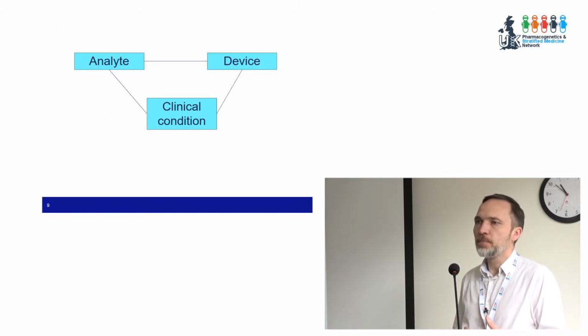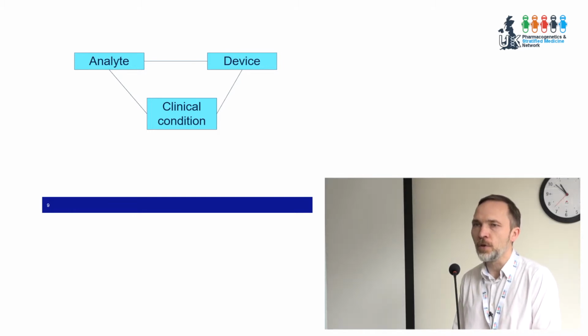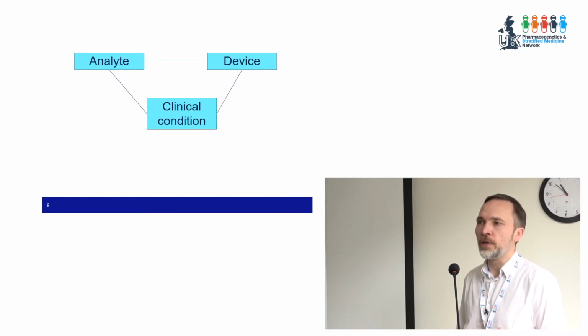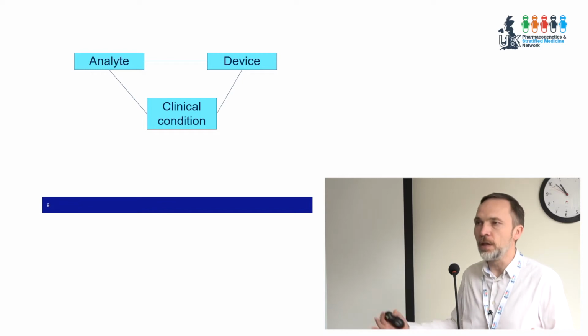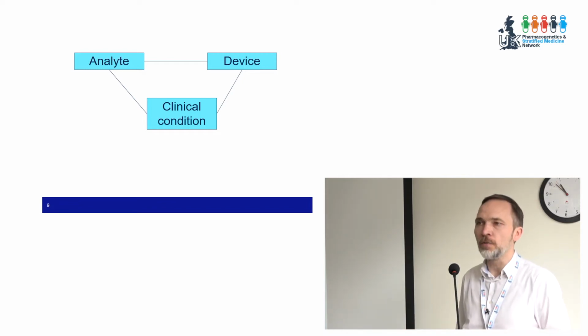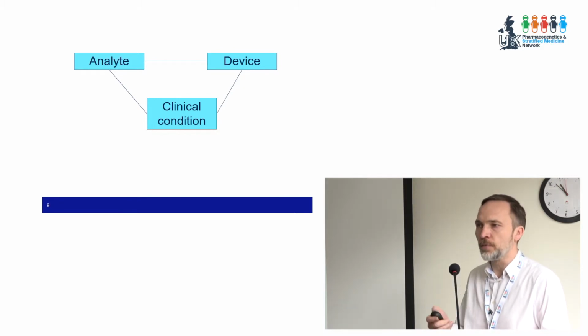So, thinking about how do you characterise the performance of software? So this is the triumvirate, from my perspective, about how to characterise the performance of an IVD. So you have the analyte, the thing which is being analysed, the biomarker. You have the device, the IVD, the thing which is doing the analysing. And then you have the clinical condition that it's looking for. And you need all of these three things to be able to characterise the performance of an IVD.